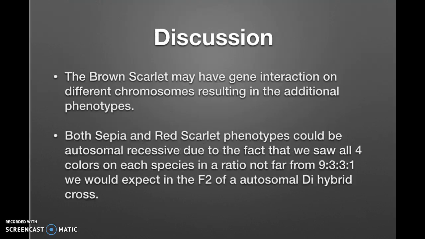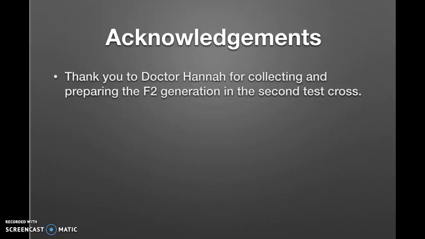This may have been because the brown scarlet had a gene interaction on a different chromosome resulting in the additional phenotypes, or perhaps both sepia and red scarlet phenotypes could be autosomal recessive due to the fact that we saw all 4 colors on each species in a ratio not far from 9 to 3 to 3 to 1 that we would expect in the F2 of the autosomal dihybrid cross.